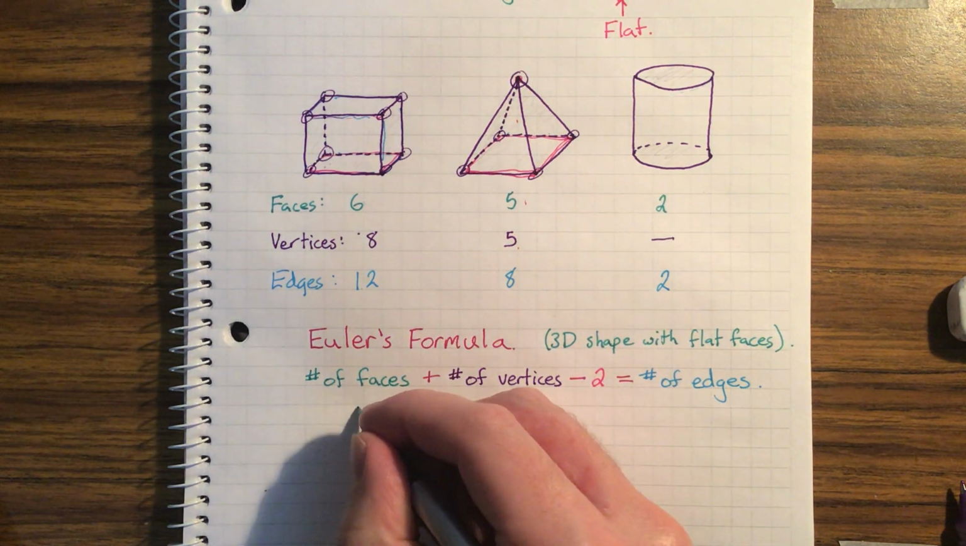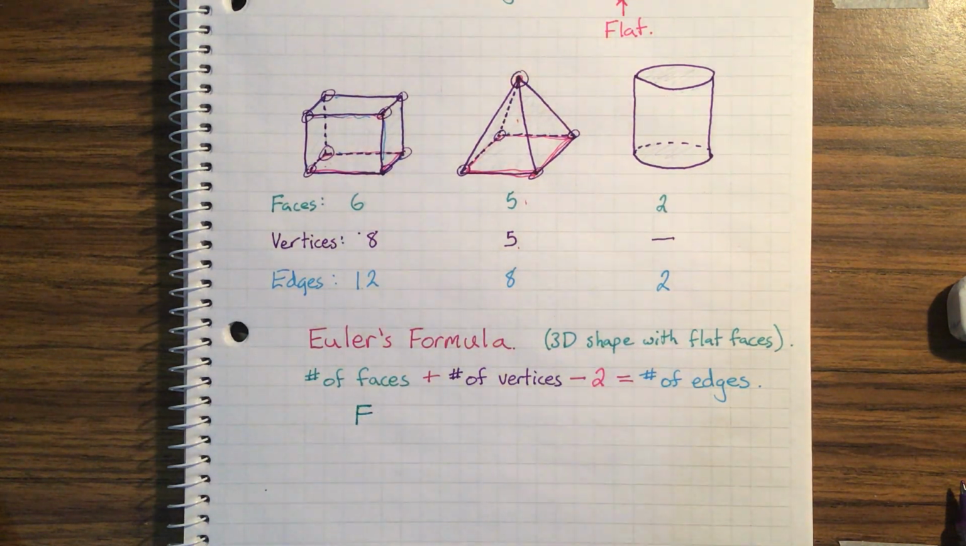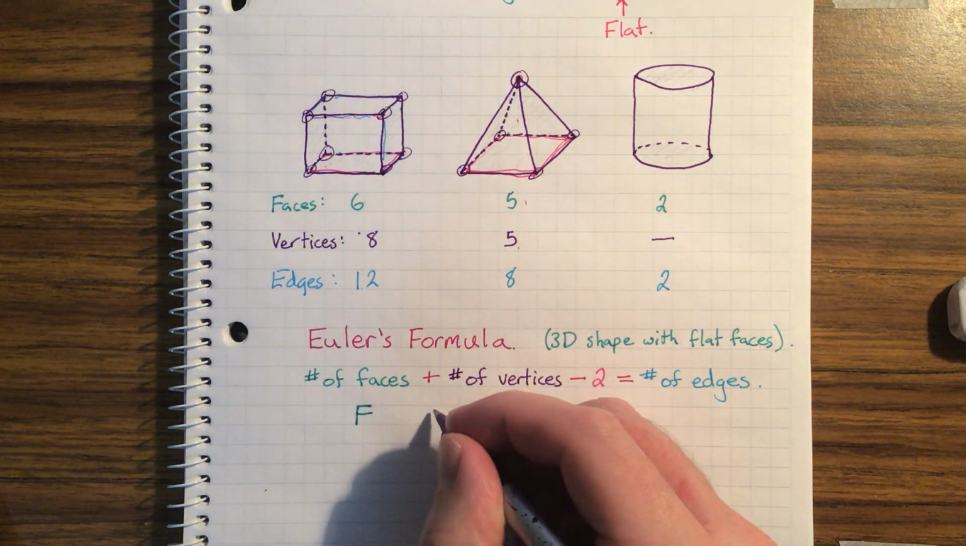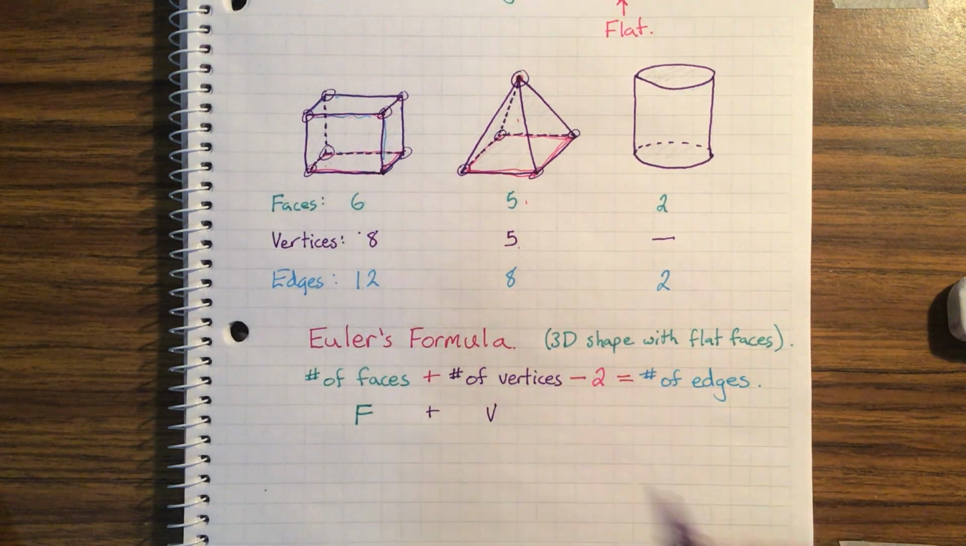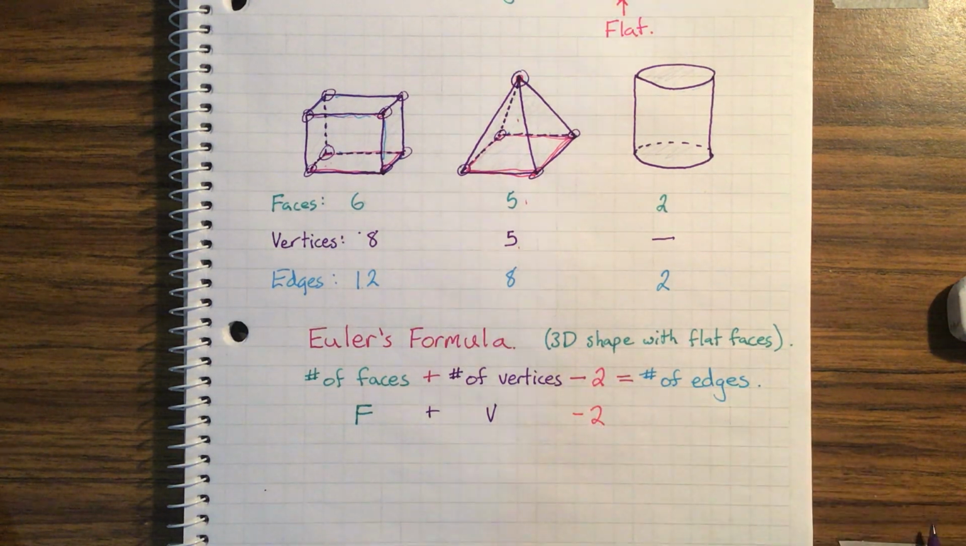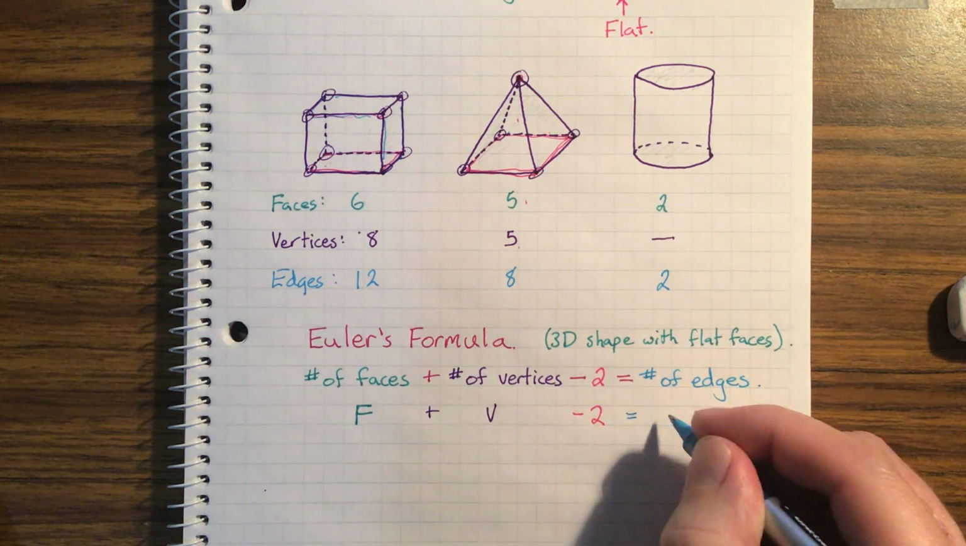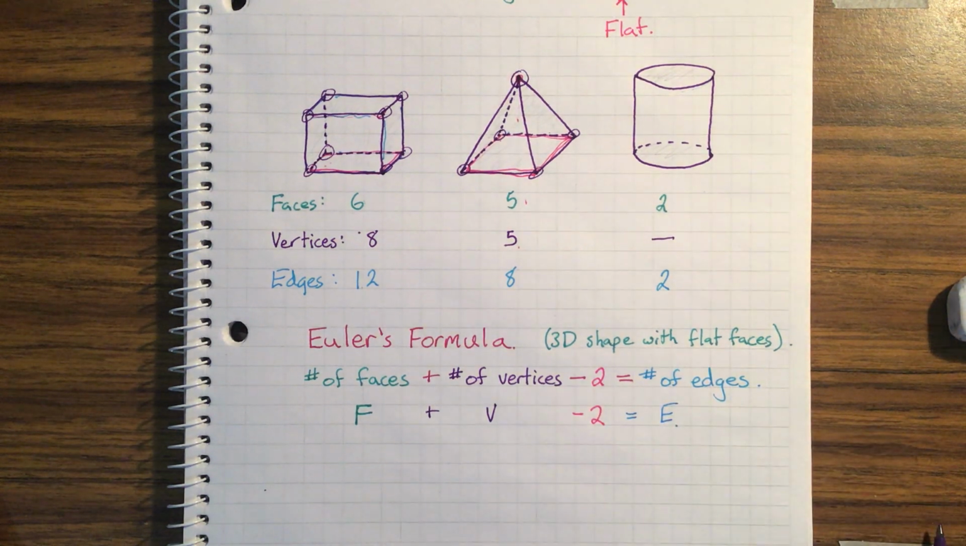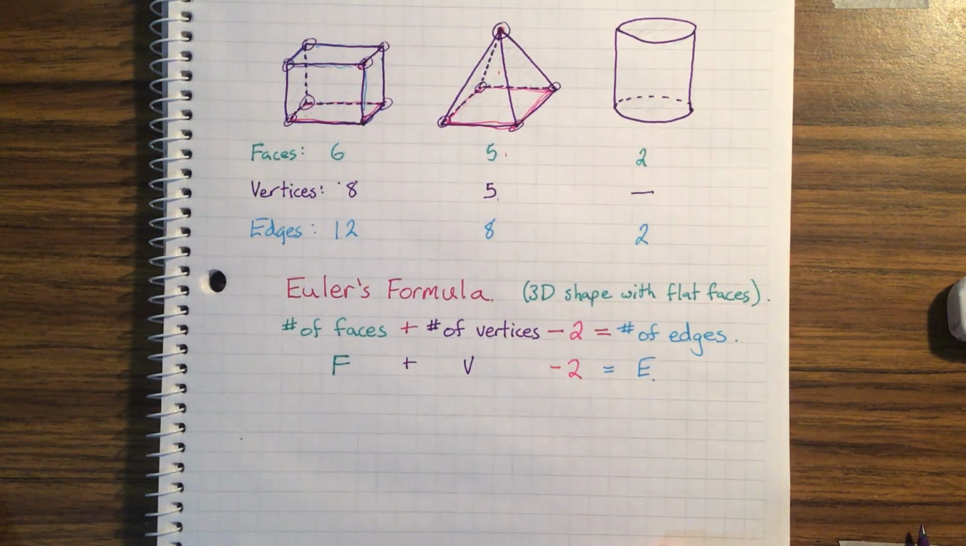Now we simplify this formula by using symbols. So instead of number of faces, we just write F. Instead of number of vertices, we write V. We still subtract 2. And we still get, it's equal to our number of edges. Now let's give this a test out with our 2 shapes up top.